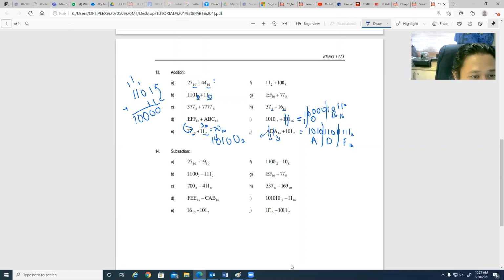All right, so the last one is the subtraction. This one is straightforward, the same, just straightforward. You can use straightforward, for example, like this one. Okay, for subtraction.